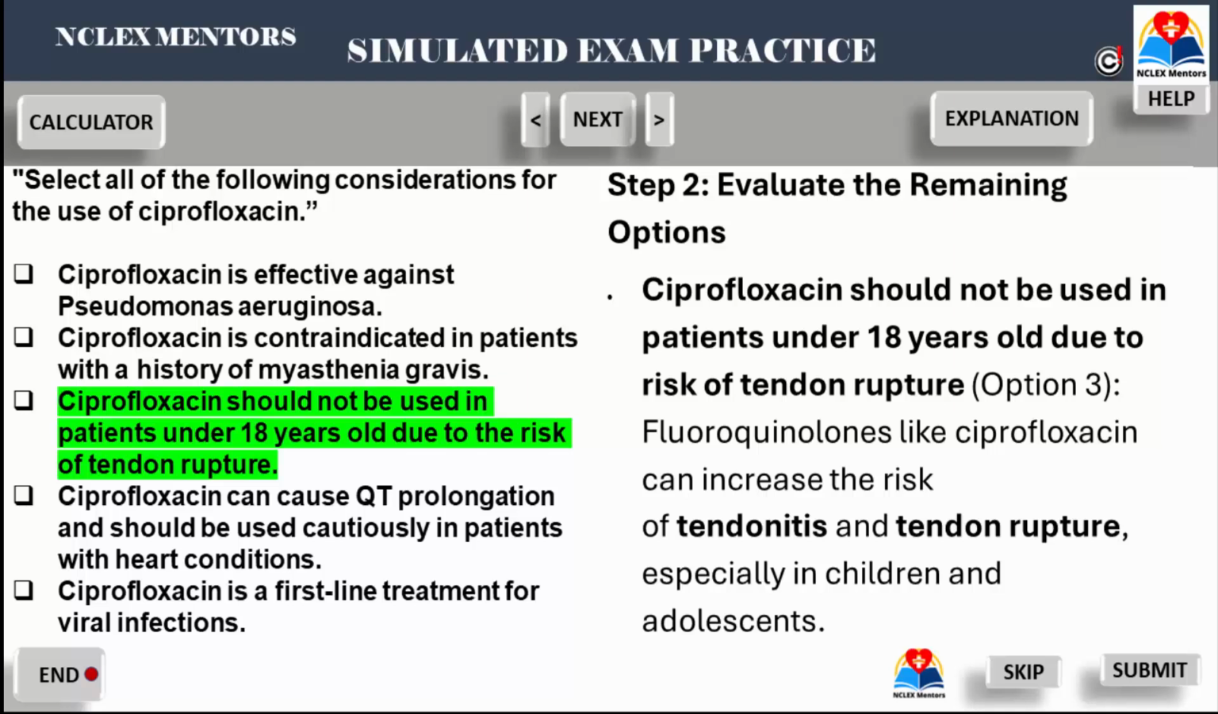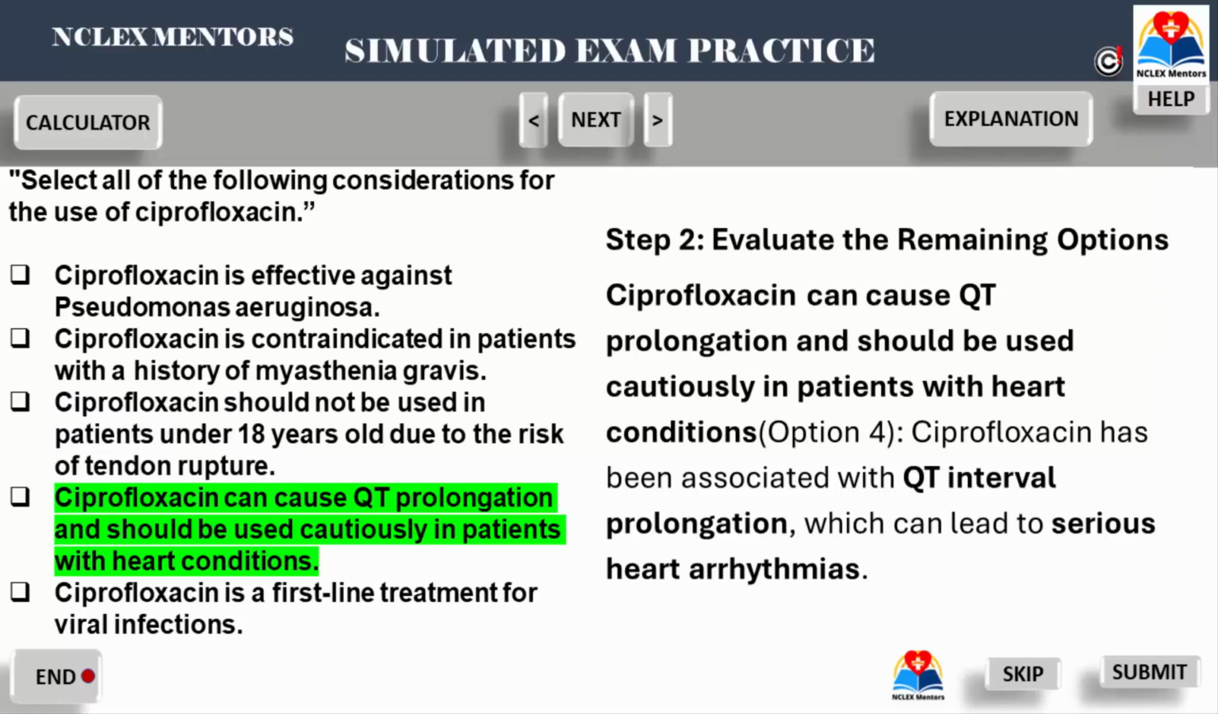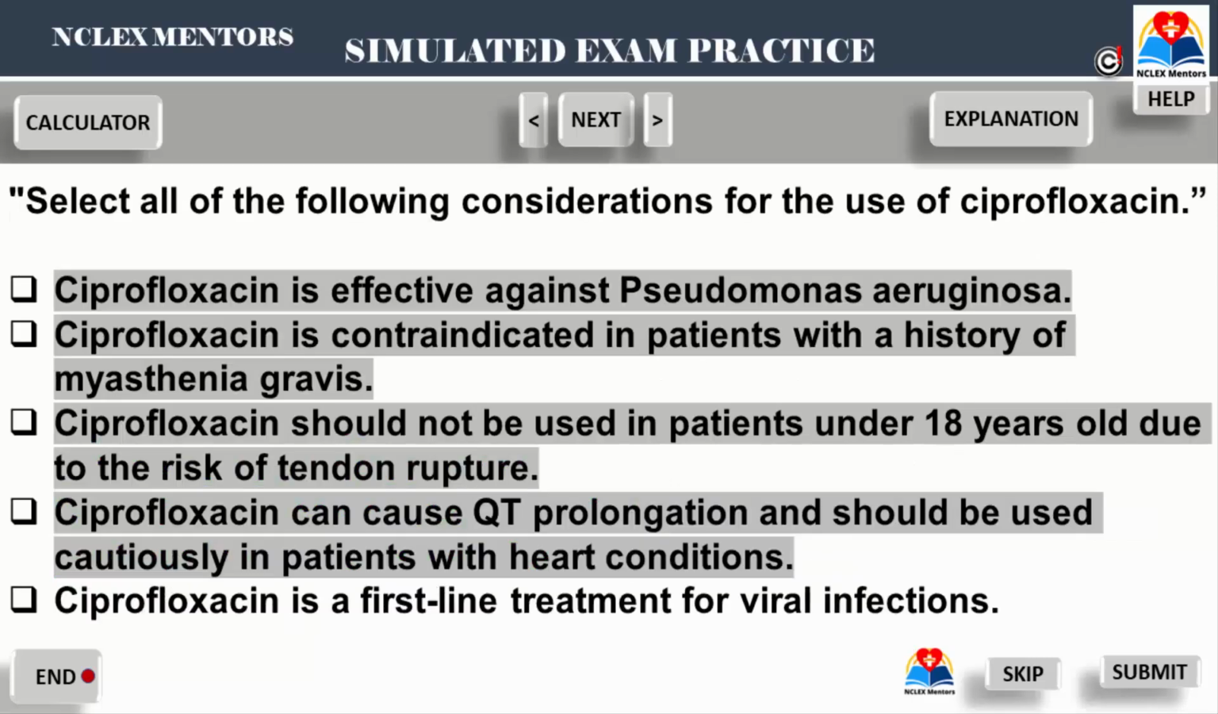Keep this option. Option 4. Ciprofloxacin can cause QT prolongation and should be used cautiously in patients with heart conditions. Correct. Ciprofloxacin has been associated with QT interval prolongation, which can increase the risk of serious heart arrhythmias. Keep this option.